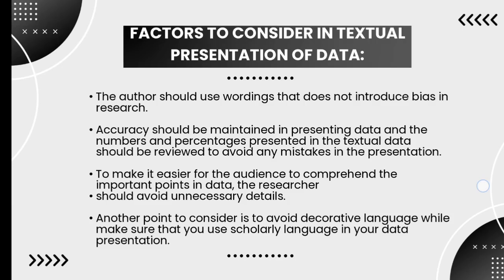So here are the factors to consider in textual presentation. The author should use wordings that do not introduce bias in research. Accuracy should be maintained in presenting data, and the numbers and percentages presented in the textual data should be reviewed to avoid any mistakes in the presentation. To make it easier for the audience to comprehend the important points in data, the researcher should avoid unnecessary details. Last, another point to consider is to avoid decorative language while making sure that you use scholarly language in your data presentation.